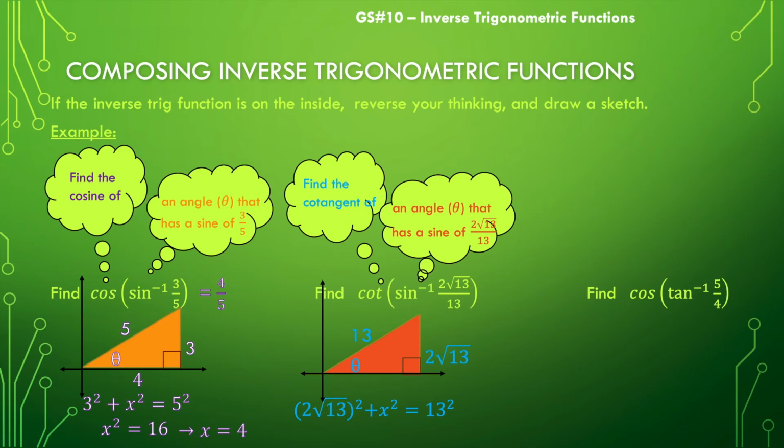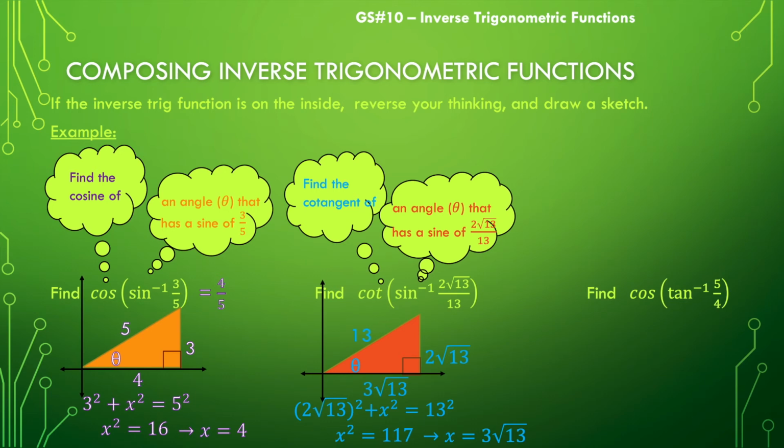So when I square that 2 rad 13, that would be 2 squared times the square root of 13 squared, which is just 13, so 4 times 13. And I would end up with x squared is equal to 117. And that means that x is going to be the square root of 117, which does simplify to 3 rad 13. Okay, so let's go ahead and put that where it belongs.